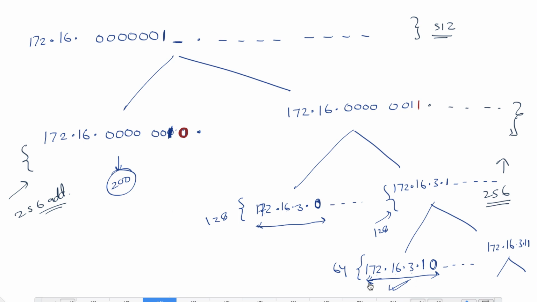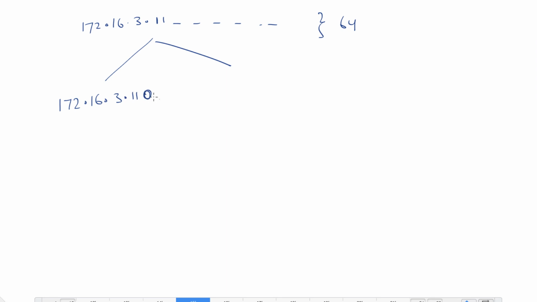So 172, let me write it on the next page, 172.16.3.11, and then this is variable. So let me divide this. These are how many hosts or how many addresses there are. These are the 64 addresses. Let me divide this into two parts: this 1 and then this 0 is fixed, this will be variable, then this 1 is fixed and this will be variable. So these are the 32 addresses. Out of them I need just 20 addresses.